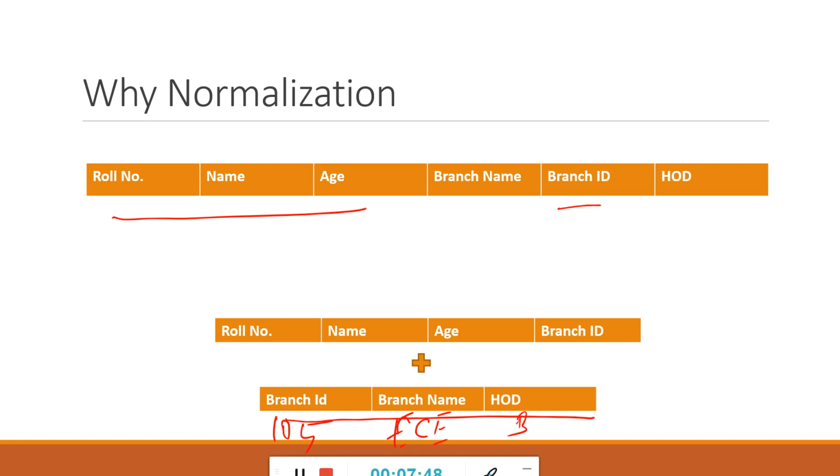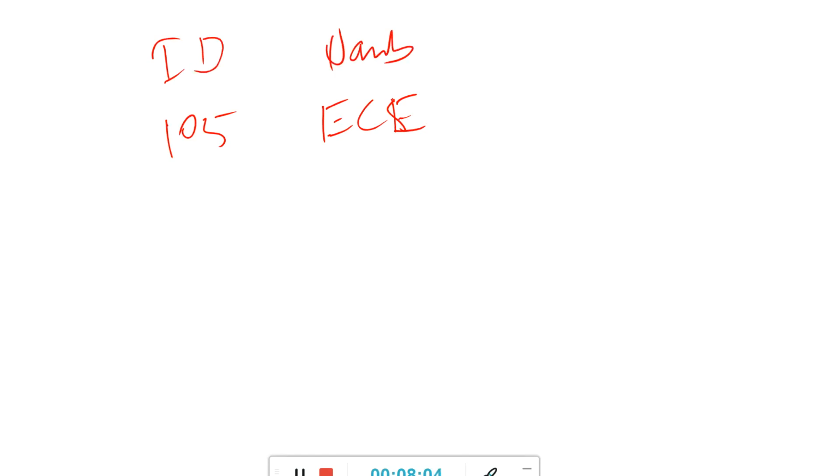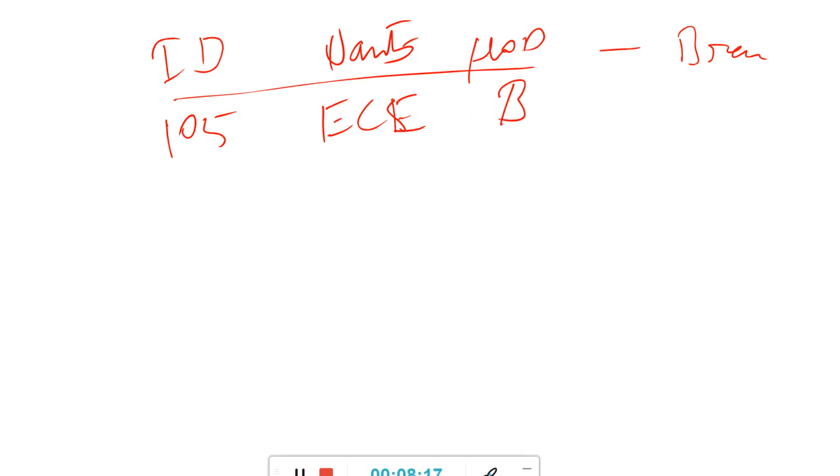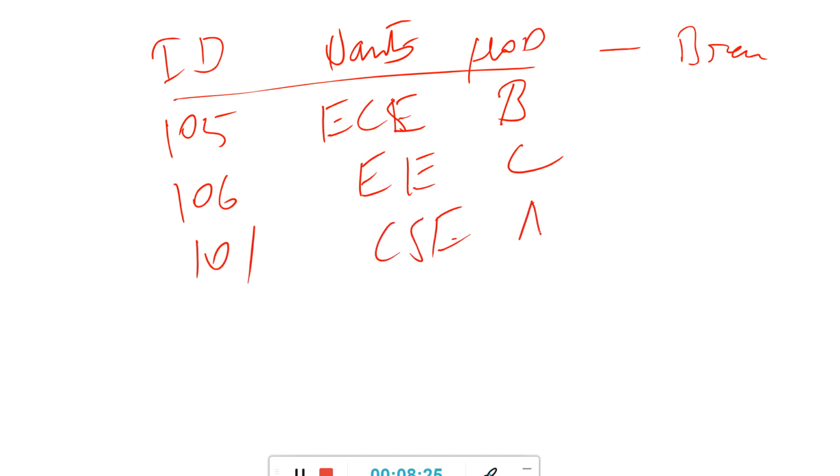And for the branch 106, let us understand this. For the branch 105, which is ECE, the columns are ID, name, and HOD. So the HOD is now B. For 106, EEE, the HOD is C. For 101, CSE, the HOD is A.